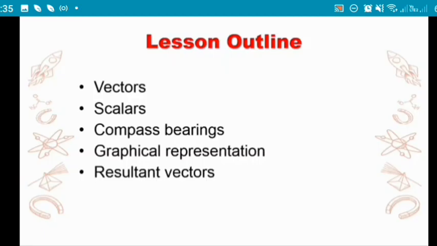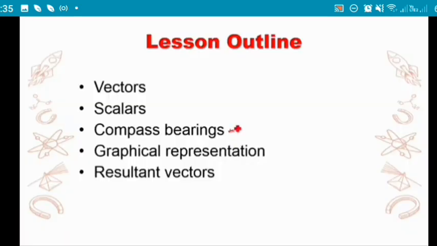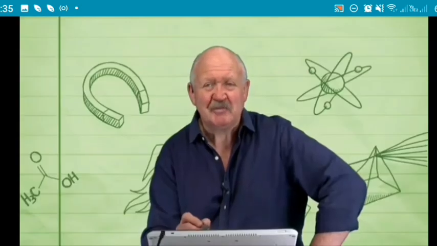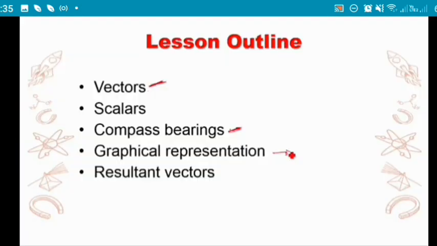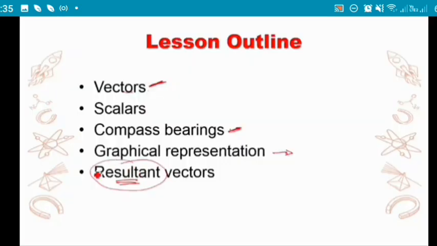Here it is. Vectors, scalars, compass bearings. Why compass bearings? Because compass bearings tell us about direction. And as you probably know already, vectors have something to do with direction, or direction has something to do with vectors. Graphical representation, well, that's just a fancy term for drawing on a piece of paper, showing pictures of things like vectors. And resultant vectors, there's a term you may not have come across before. Resultant is simply a vector sum. Okay, but we'll get onto that in more detail in just a moment.